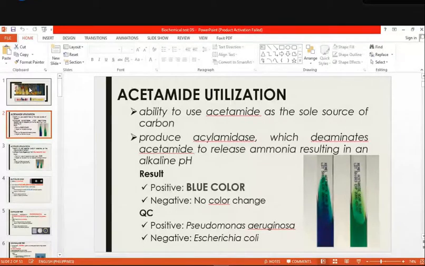So that acetamide utilization, this is performed for the identification of aerobic organisms and it is limited only to few organisms kasi only few organisms are able to use acetamide as the sole source of carbon. And this is commonly performed for the differentiation of our Pseudomonas aeruginosa from other non-glucose fermenting gram-negative rods. So, ang media na ginagamit natin dito, acetamide agar slant.